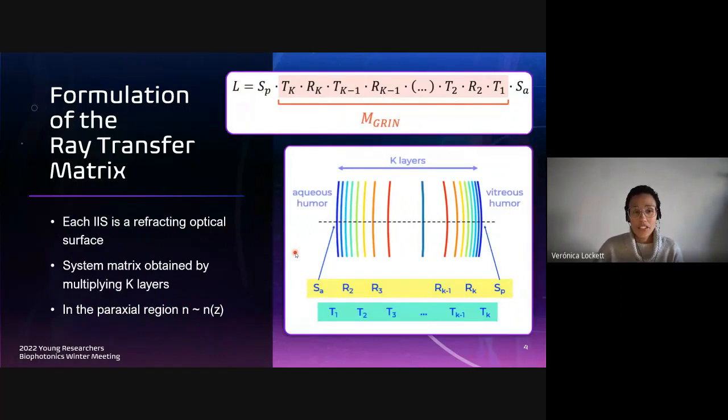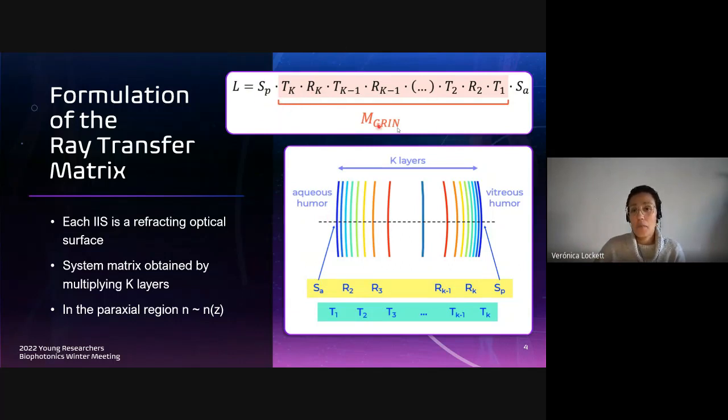So how do we formulate this ray transfer matrix? We go from the back to the front. Here SP is for the posterior surface refraction matrix, and SA is for the anterior surface refraction matrix. So we multiply matrices from the back to the front. We have refraction, translation, refraction, translation, refraction, up to the last refraction at the anterior. So that's how you multiply the matrices in matrix optics. So you have them here.